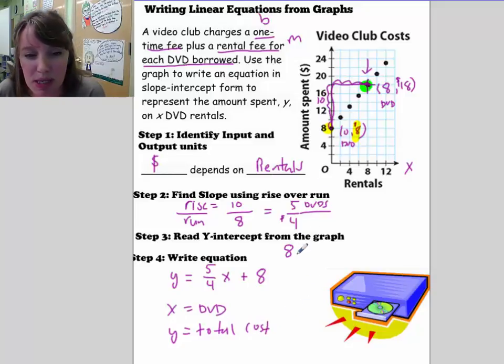Let's just make sure this makes sense here. Let's say that we rent 8 DVDs. 8 times 5 is 40, divided by 4 is 10, plus 8 is 18, and that would get us our (8, 18) coordinate right there. So when you're writing the equation, make sure to identify what x and y are, so that you know what your units are.